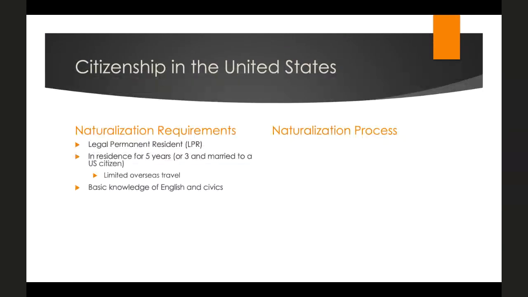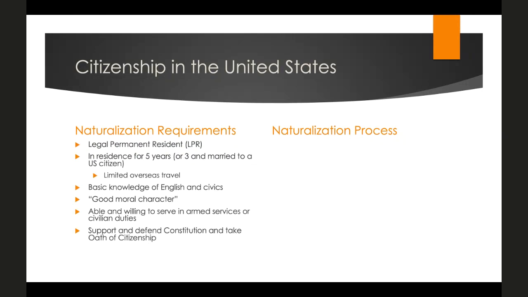You need to have basic knowledge of English and civics. You have to pass the citizenship test. You have to establish good moral character, and we'll talk a little bit about this when we talk about some of the qualitative restrictions on immigration broadly, but you can be excluded from citizenship if you are deemed not to have good moral character. You have to be able and willing to serve in the armed services or civilian duties if that is required of you. There are certain exceptions that can be made in this process. And you have to pledge to support and defend the Constitution and be willing to take the oath of citizenship, which is the last step of the process.